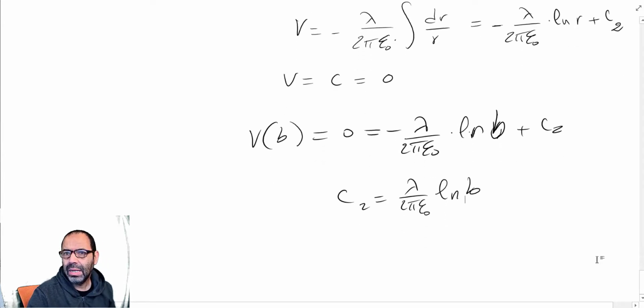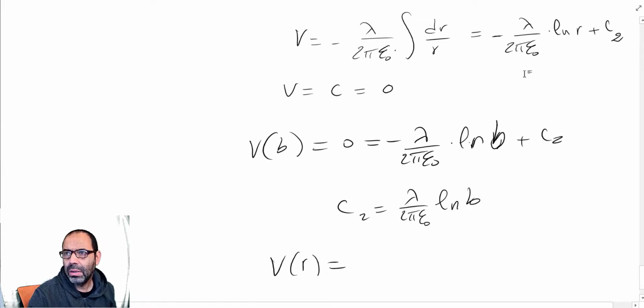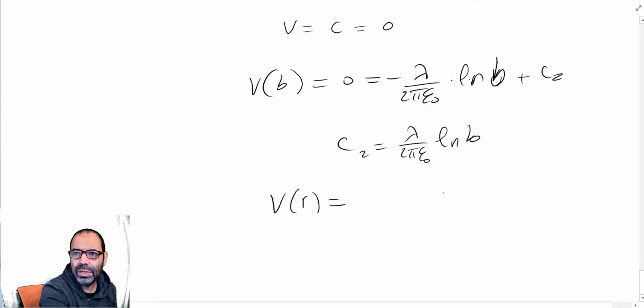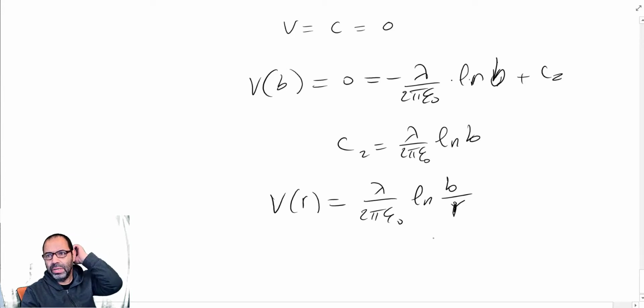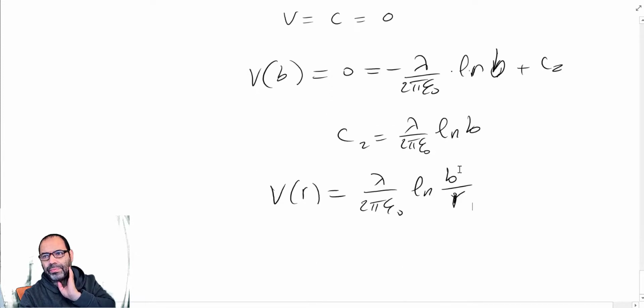Which means that between the two cables, V of r is equal to simply this log minus this log. The coefficient is the same, lambda over 2 pi epsilon naught, and I'm going to use a property of the log, which gives the ln of b over r. So that is basically what the potential is. Note that the potential is positive indeed, because b is always bigger than r, so the potential is positive and goes all the way to 0 at the end.